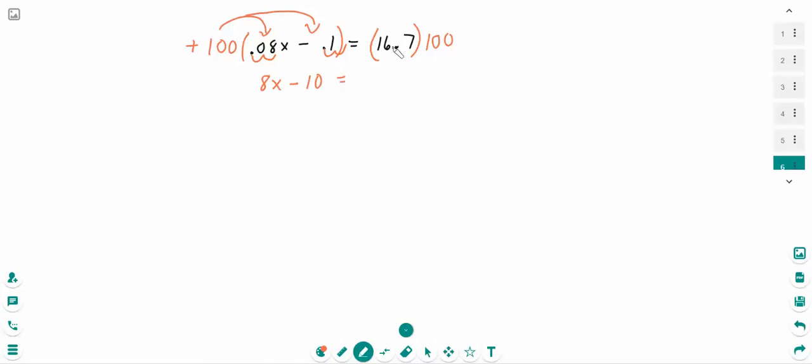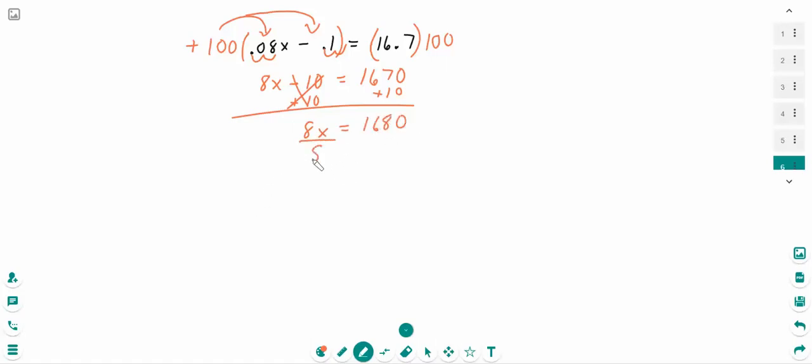And then on the other side, we need to move this decimal twice as well. So we're going to end up with 1, 6, and then the 7 and then the 0. 1,670. So the numbers are a little bit bigger, but we did succeed in getting rid of the decimals. All right. Now we can solve this as usual. So we add our 10 to both sides, and these will cross out. So we have 8x equals 1680, right?